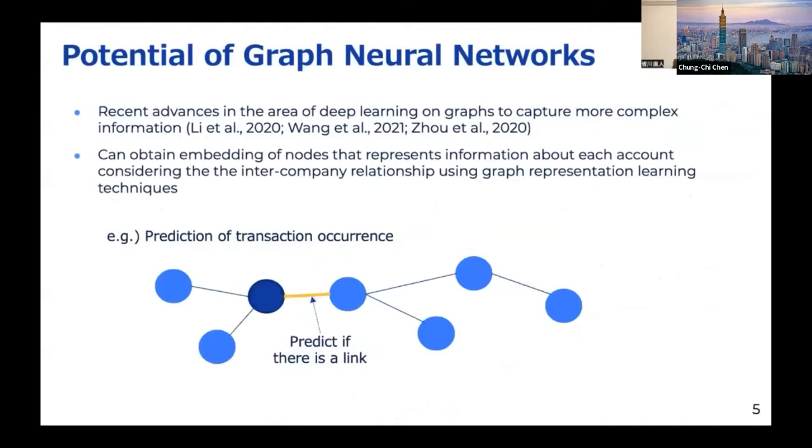With recent advances in the area of deep learning on graphs, we can capture more complex information from this kind of technique. Basically, what this is doing is to obtain the embeddings of nodes that represent information about each account, and then considering the intercompany relationship. This illustration is about the prediction of transaction occurrence. For example, this yellow link is to predict if there is a link between two companies. By using graph neural nets, we consider the network topology and also the node features, and then we try to predict if there is a link.